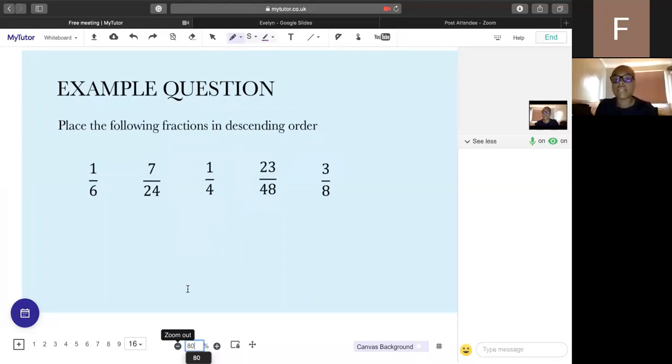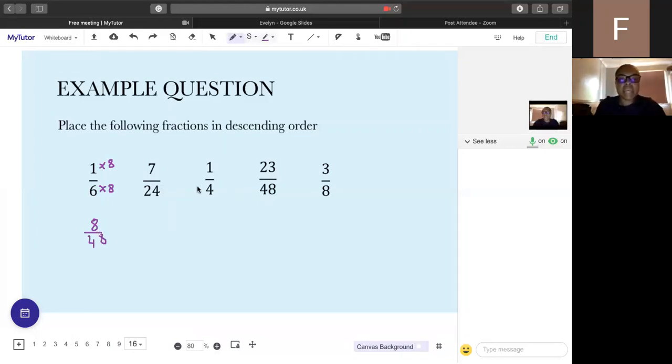So we need to find a common denominator for each of these fractions. So all of them are actually factors of 48. 6 goes into 48, 24 goes into 48, 4 and 8 also go into 48, and obviously 48 goes into 48. So to get from 6 to 48, we're going to multiply by 8. So we're going to multiply the numerator and the denominator by 8. So we've got 8 over 48, that's our equivalent fraction.